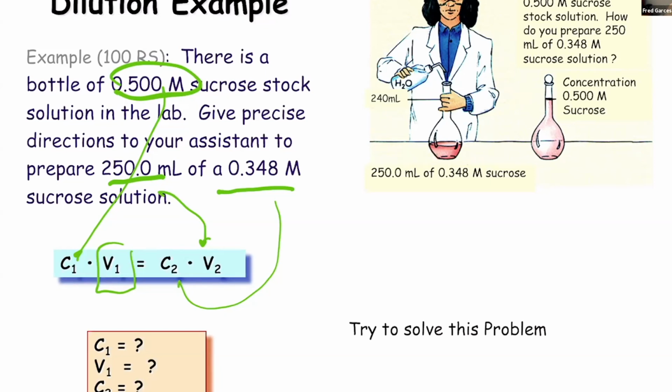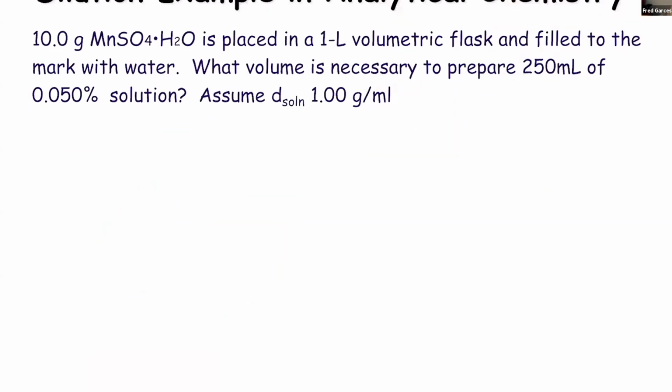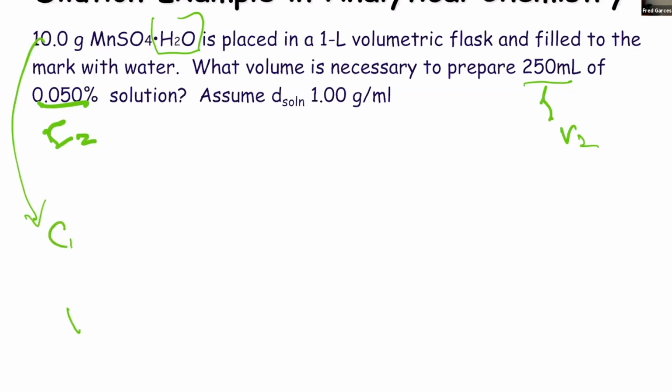You can easily do the math in that particular problem. Try and solve that. So this is another example of concentration. You've got 10 grams of manganese sulfate monohydrate. That's monohydrate, meaning it has one water. It's placed in a 1 liter volumetric flask and filled to the mark with water. What volume is necessary to prepare 250 mL of 0.05% solution? Again, you've got the final volume and the final concentration. What you need to do is figure out your initial concentration, so you can figure out what aliquot you need in order to prepare that second solution.